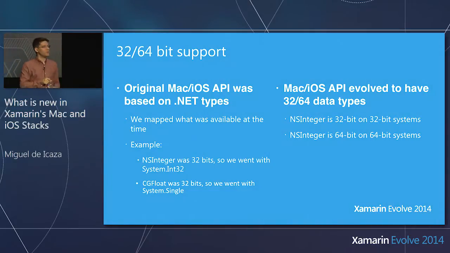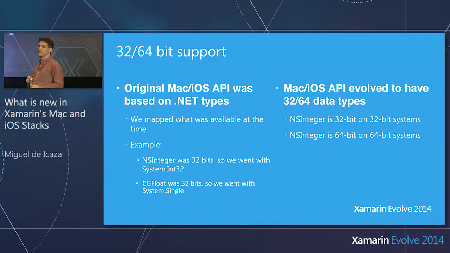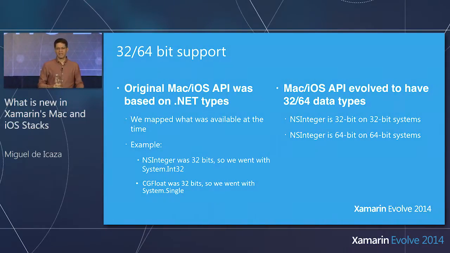But over time, both Mac and iOS evolved, and they added support for 64-bit platforms. So NSInteger became a 32-bit data type on a 32-bit system and a 64-bit data type on a 64-bit system. So essentially, NSInteger depends on the natural size of your architecture. And this idiom does not exist in .NET. The .NET framework does not have a native data type. Well, there's one, but with one caveat. There's no native data type that adjusts automatically to the platform.